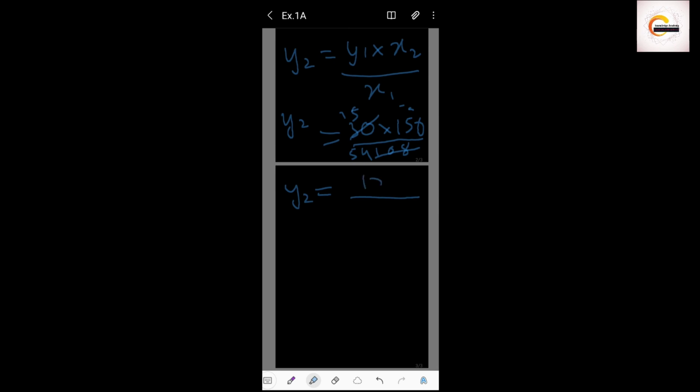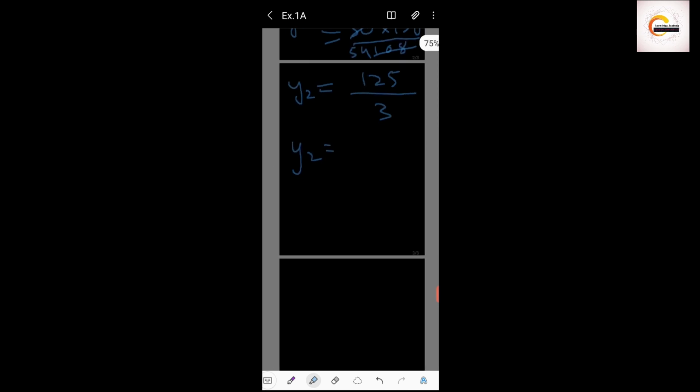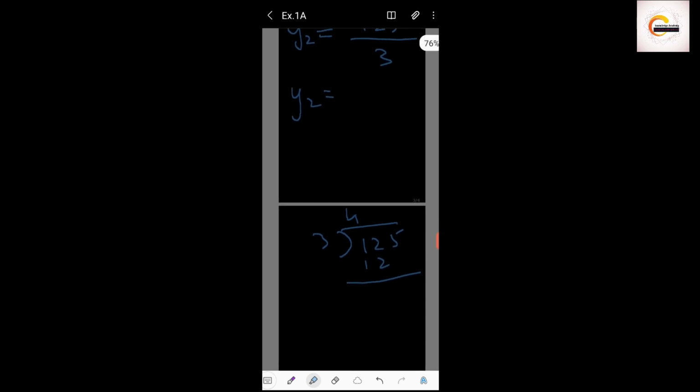So I will write down the answer directly. 125 upon 3. If you want to convert it into the mixed fraction, we can do that as well. 125 divided by 3, 3 fours are 12, 5, and now we can write our answer in the form of mixed fraction: 41 and 2 upon 3.